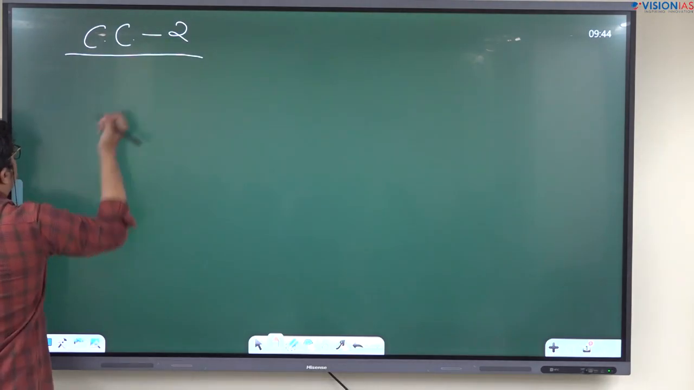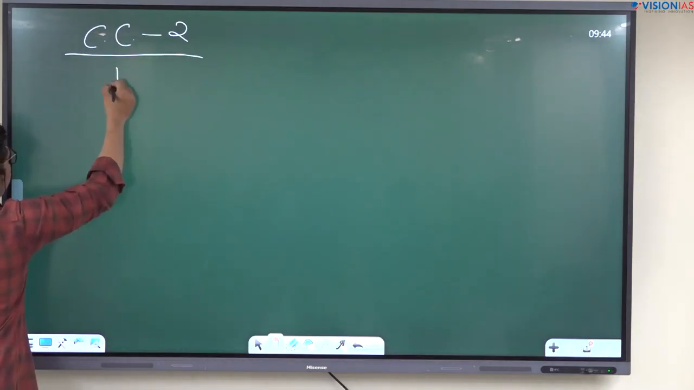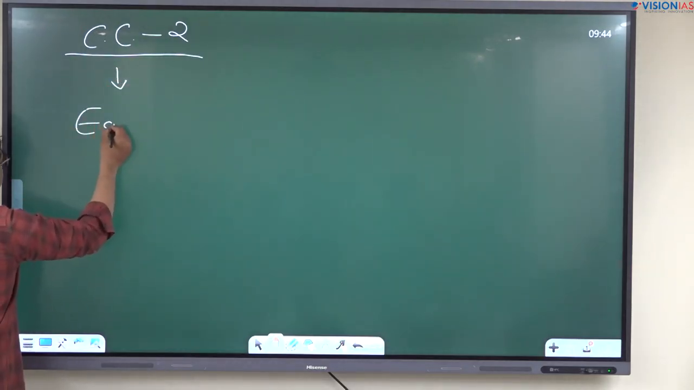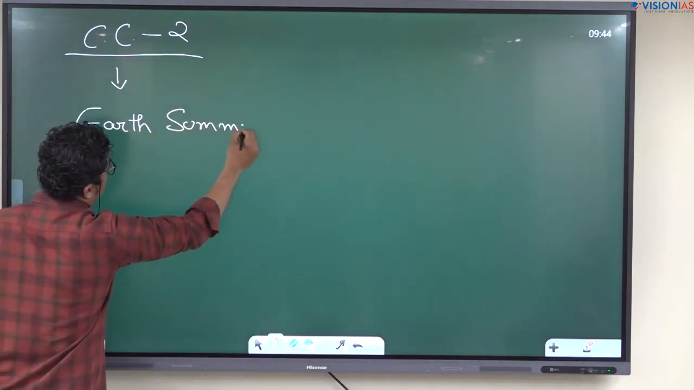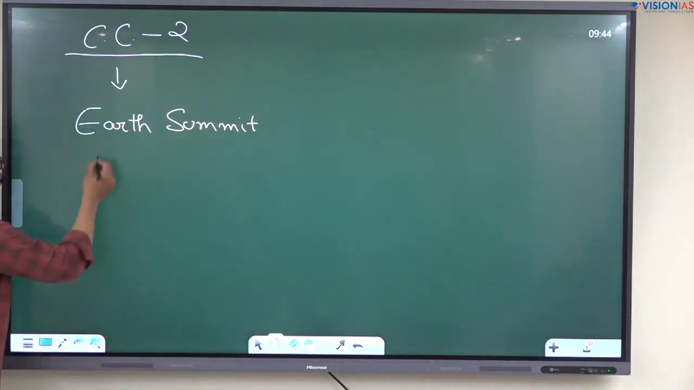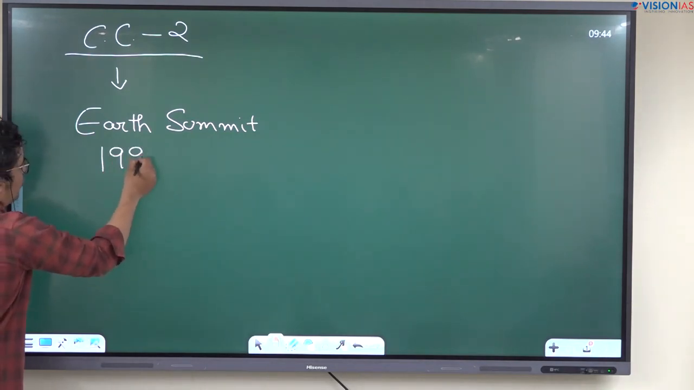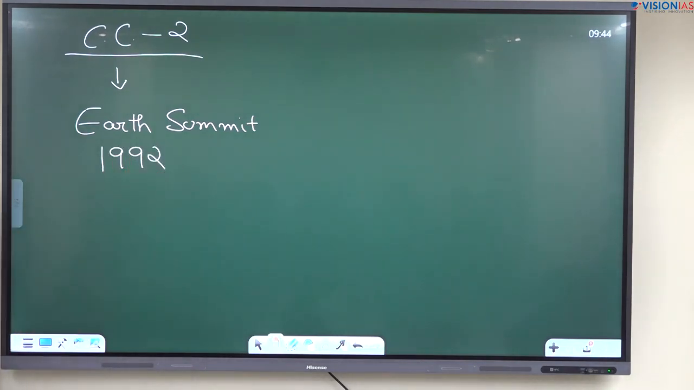So from where should you start? You should start from Earth Summit. Earth Summit took place in 1992. But why? Suddenly, what happened in 1992 that the Earth Summit was organized? Rio Summit, Earth Summit was organized. It was a very big conference. Discussions were held related to the environment.